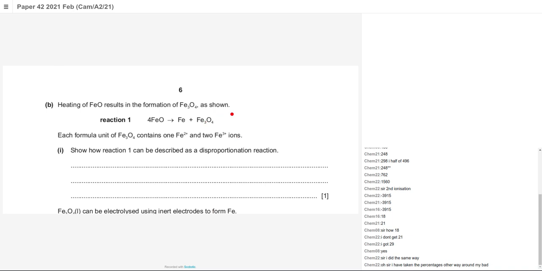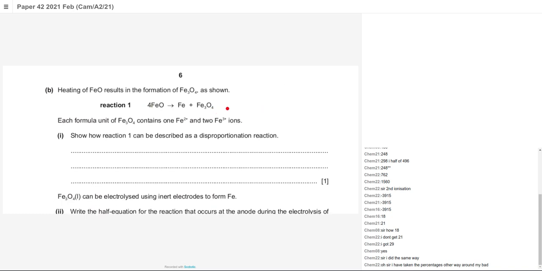Heating iron 2 oxide results in the formation of the mixed oxide, which is Fe3O4. The equation is given. Each formula unit of Fe3O4 contains one Fe2 plus. You have one Fe2 plus. That's why I said it's a mixed oxide. One Fe2 plus and 2 Fe3 plus. It's a mixed oxide of FeO, iron 2 oxide, and Fe2O3, 2 of this. So when you mix together, you get the mixed oxide.